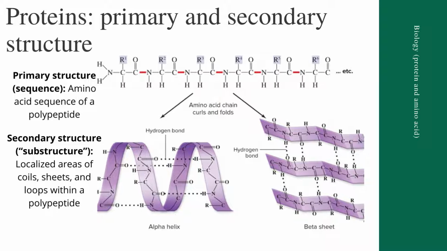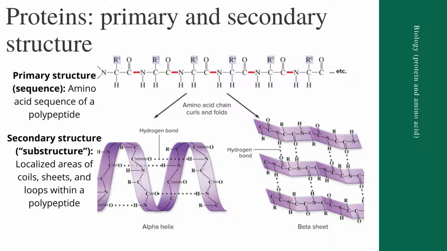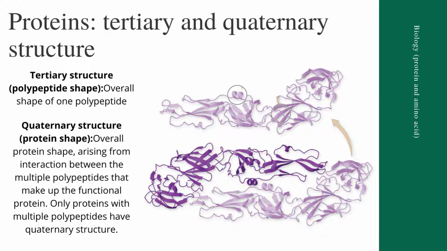Proteins: primary and secondary structure. The primary structure of a protein is the amino acid sequence of a polypeptide. Secondary structure, also known as substructure, is localized areas of coils, sheets, and loops within a polypeptide. The tertiary structure of a protein refers to the overall three-dimensional arrangement of its polypeptide chain in space.